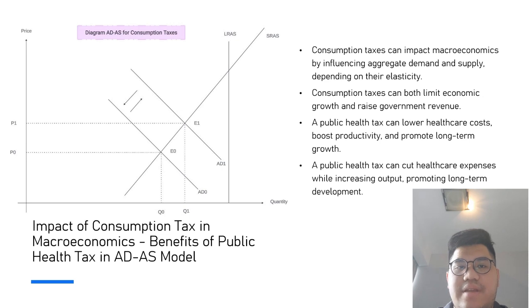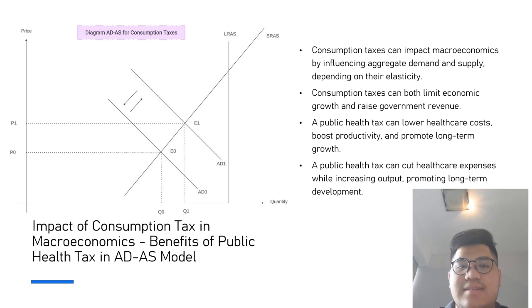Meanwhile, the aggregate supply curve may also shift due to changes in production costs. The overall effect is potential decreases in both output and price level, depending on the relative magnitudes of the shift in AD and AS. But can taxes have long-term benefits for the economy?